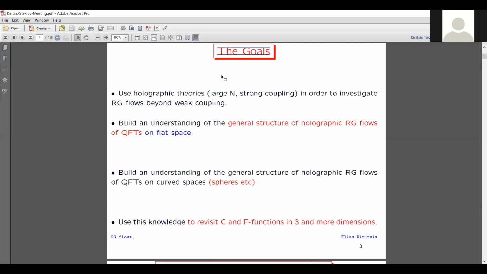The goal I will set up, in my work and in this presentation, is to use holographic theories, which means large N theories at strong coupling, in order to investigate renormalization group flows beyond weak coupling. I will do that by first building an understanding of the general structure of holographic renormalization group flows of quantum field theories on flat space, then try to build an understanding of the general structure of holographic RG flows of quantum field theories on curved spaces, like spheres, for example, and then use this knowledge to revisit C and F functions in 3 and more dimensions.